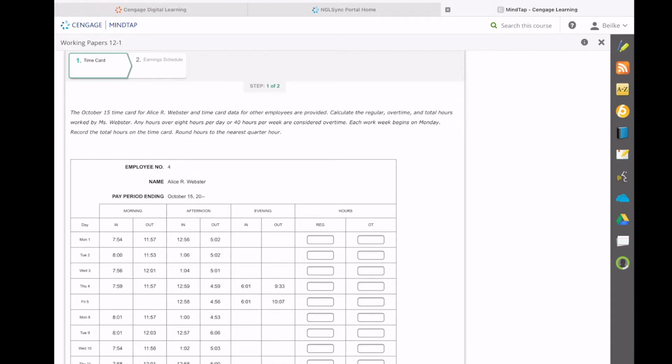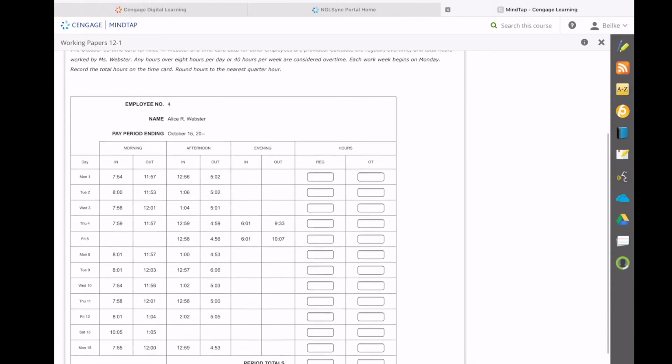Calculate the regular, overtime, and total hours worked by Ms. Webster. Any hours over 8 hours per day or 40 hours per week are considered overtime. Each work week begins Monday. Record the total hours on the time card and round hours to the nearest quarter of an hour.